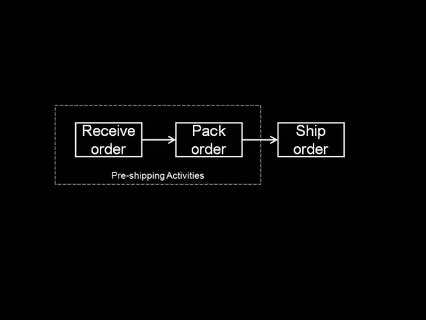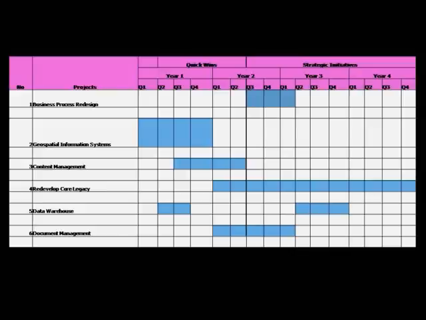So here we've got this dotted box that is grouping receive order and pack order together, and you'll note that that's been labelled as pre-shipping activities. So we're using enclosure there to group those together, and we've got a reason for it, and it's quite powerful. And then ship order is another activity that happens outside of the pre-shipping activities.